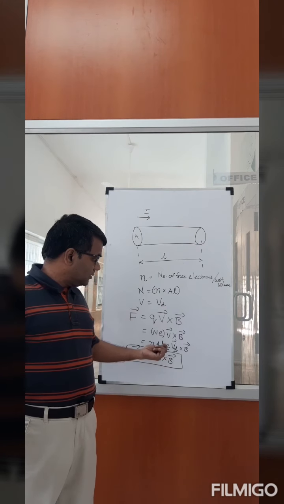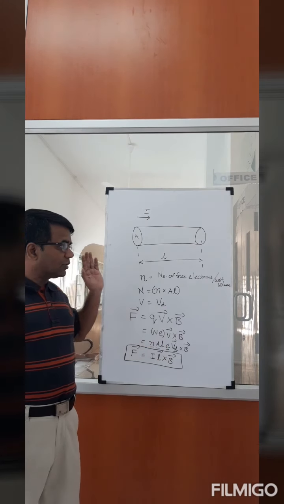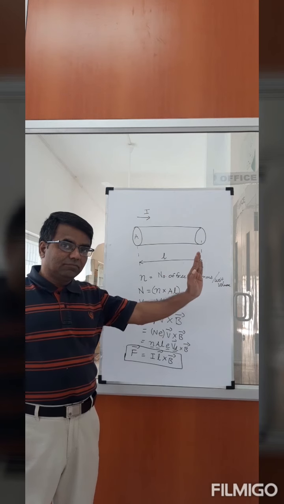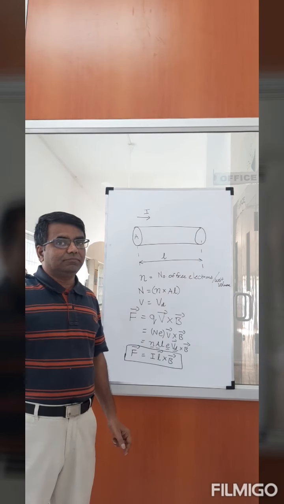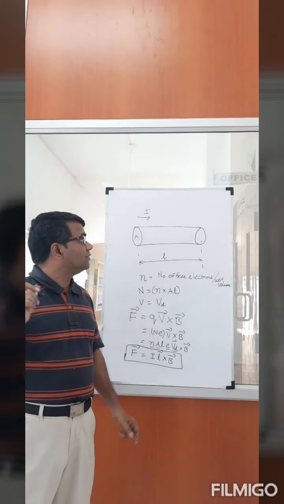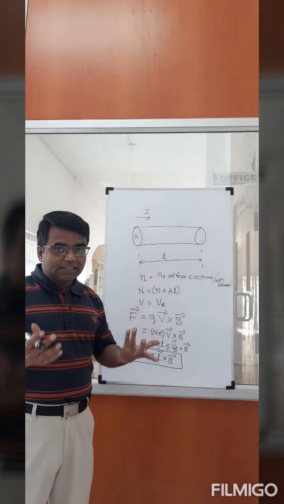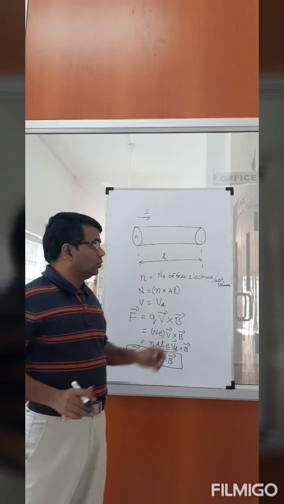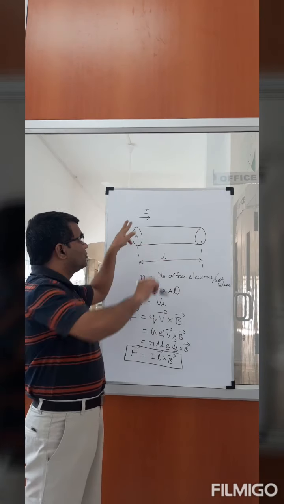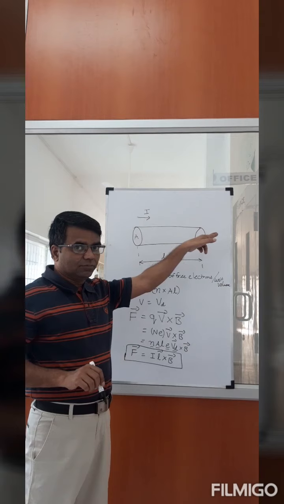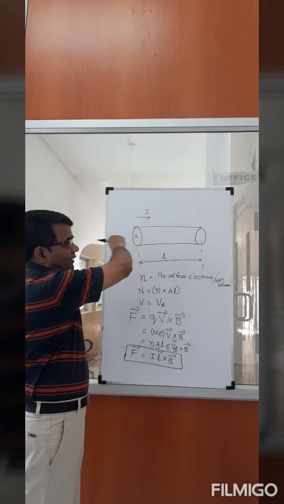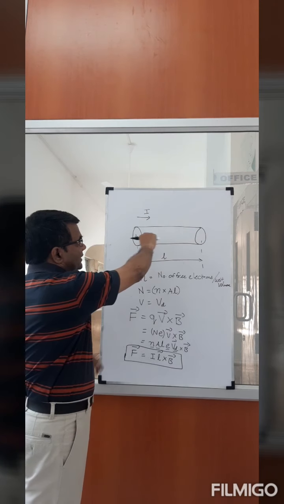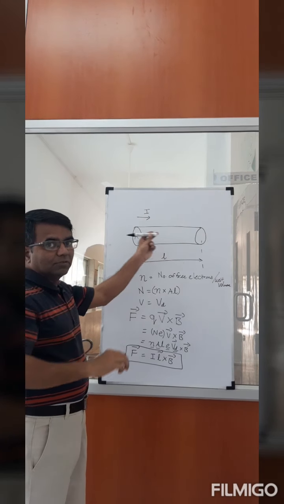Note that if the electrons are moving in this direction, then the current will be moving in this direction. Okay? That is automatically taken care of. Let me tell you how. Note here, I have assumed the current to be flowing in this direction, which means that the electrons must be moving in this direction. So my Vd is in this direction. Okay?